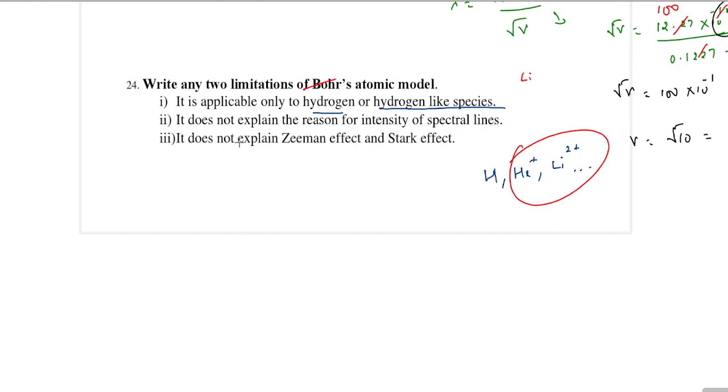The second one is that it does not explain the reason for the intensity of spectral lines. Sometimes some lines are brighter and some less bright, so it doesn't tell why the intensity varies. The third point is that it does not explain the Zeeman effect and Stark effect. Just learn these names. There's no need to understand why.